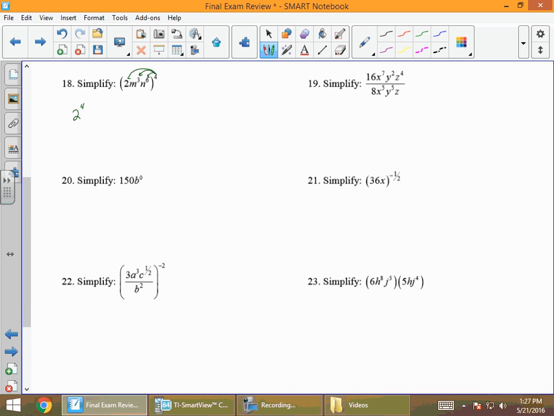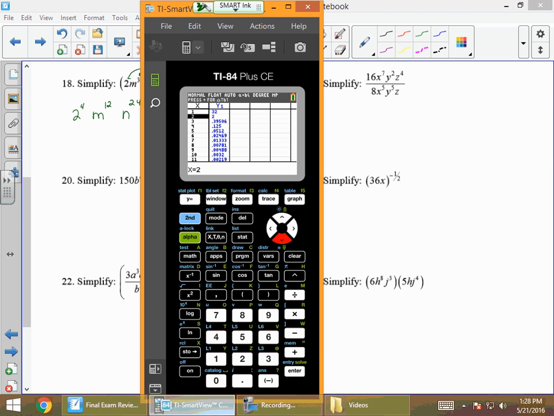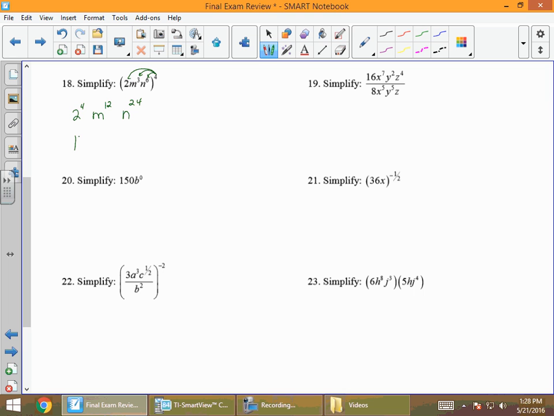M to the 3 to the 4. So 3 times 4 is 12. So that's m to the 12. And n is to the 6 to the 4. 6 times 4 is 24. And 2 to the fourth. 2 raised to the fourth power is 16. So this is 16 m to the 12th, n to the 24th.